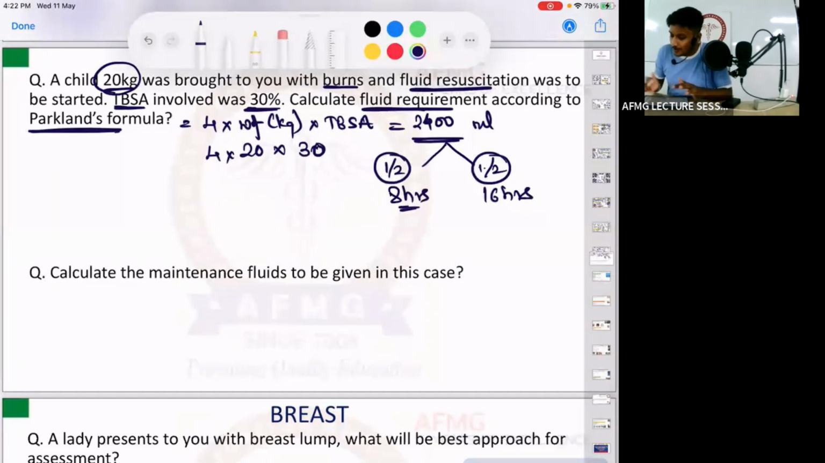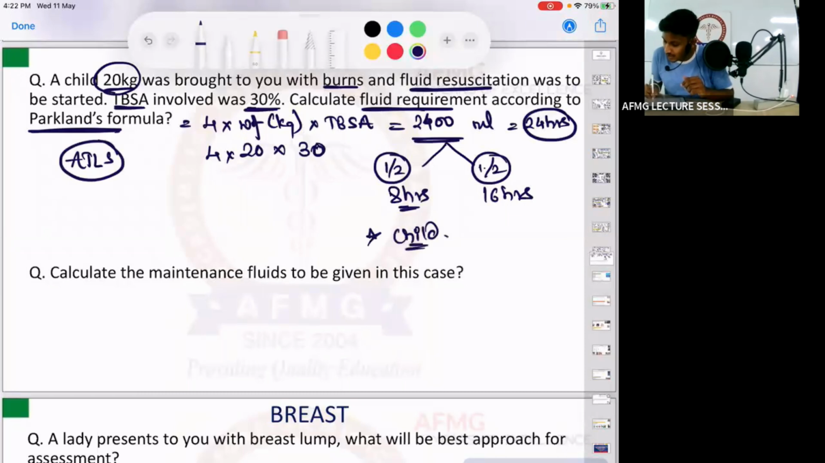So this total volume is for how many hours? This total volume is for 24 hours. Which fluid? Crystalloid. Which crystalloid? Ringer lactate is to be given. If they ask you according to ATLS protocol, in a child, definitely, very good. In adults we only give Ringer lactate solution, but in children, for nutrition we can add 5% dextrose.